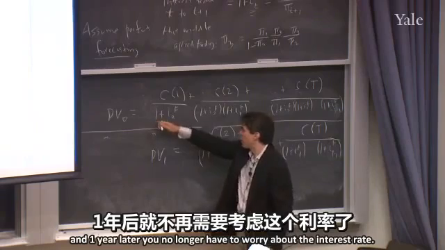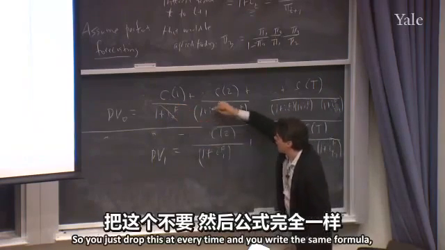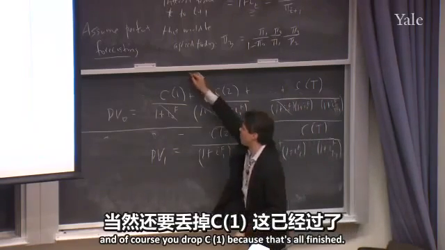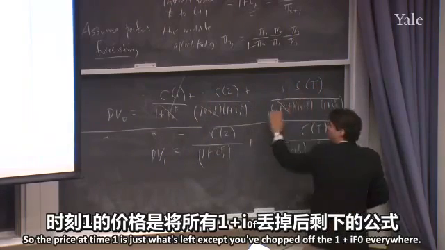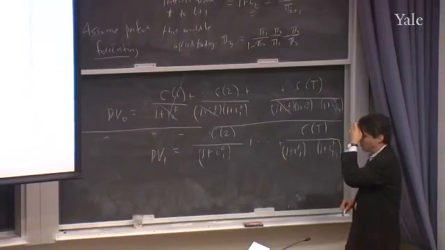And 1 year later, you no longer have to worry about the interest rate. That time already passed. So you just drop this at every time, and you write the same formula. And of course, you drop C1 because that's all finished. So the price at time 1 is just what's left, except you've chopped off the 1 plus I of 0 everywhere.